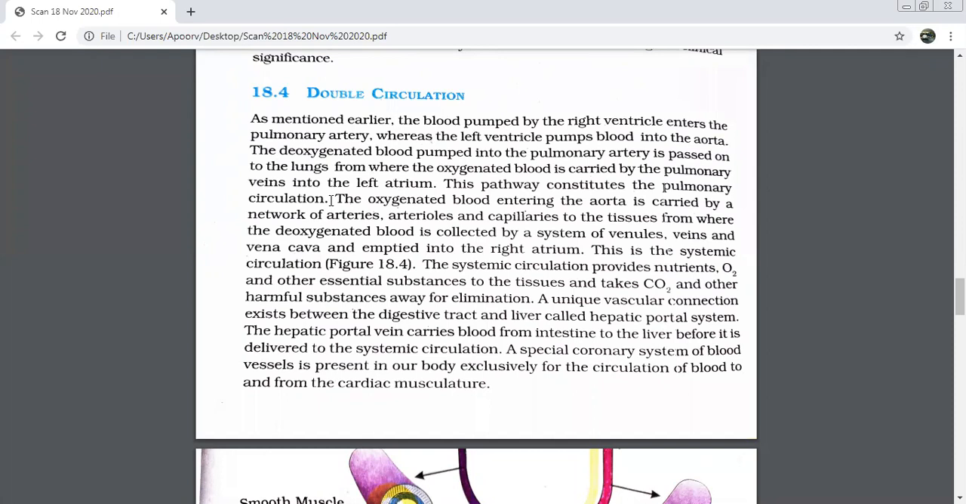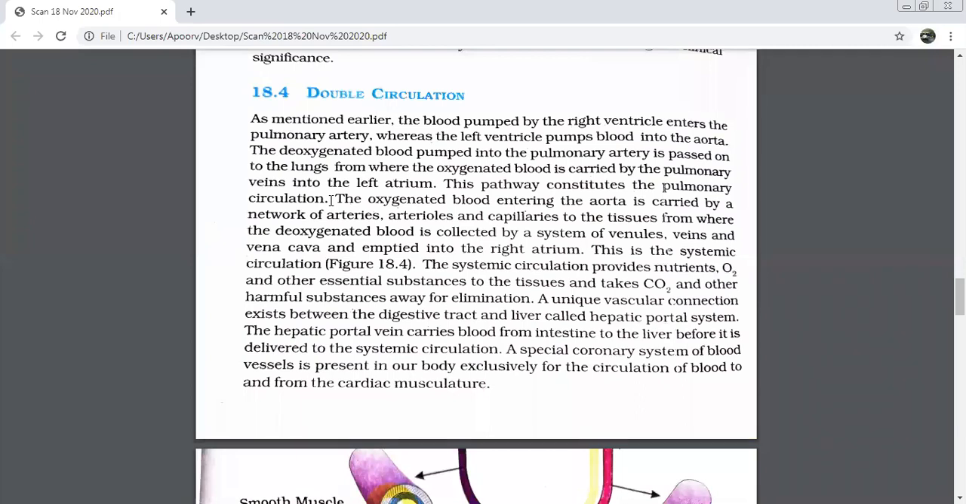There is a unique vascular connection between the digestive tract and the liver. What system is it called? Hepatic portal system. Everybody, a unique vascular connection between the digestive tract and the liver is called the hepatic portal system. What is the work of this hepatic portal vein? Basically, it will carry the blood from the intestines to the liver before it is delivered to the systemic circulation.